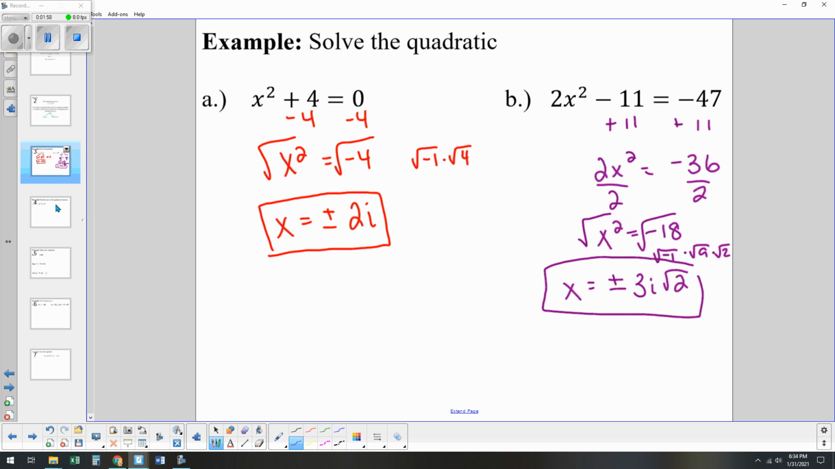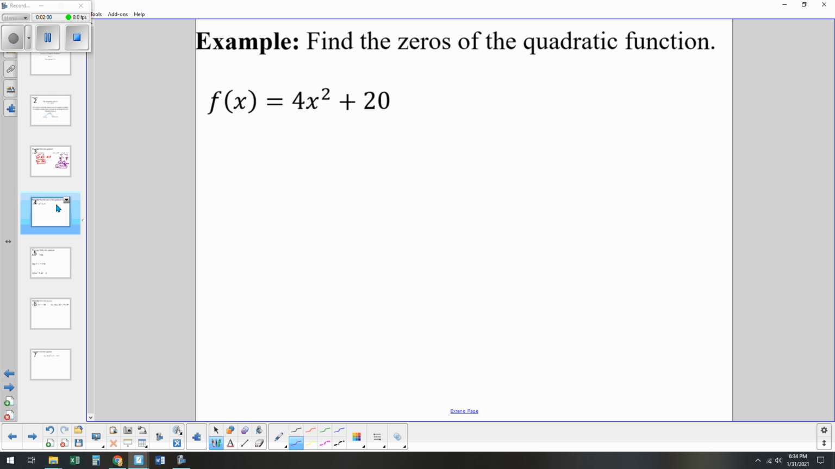All right, let's do another one together. This one says find the zeros. It means the same thing. The only difference is it's written as f of x. So we're going to change that f of x to 0 because we're finding the zeros. So now I have 0 equals 4x squared plus 20.